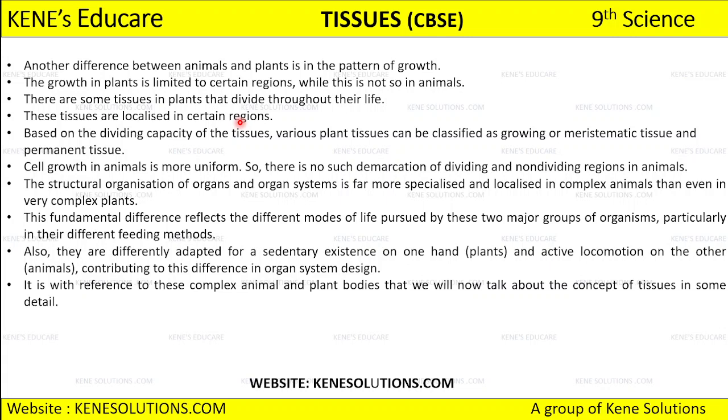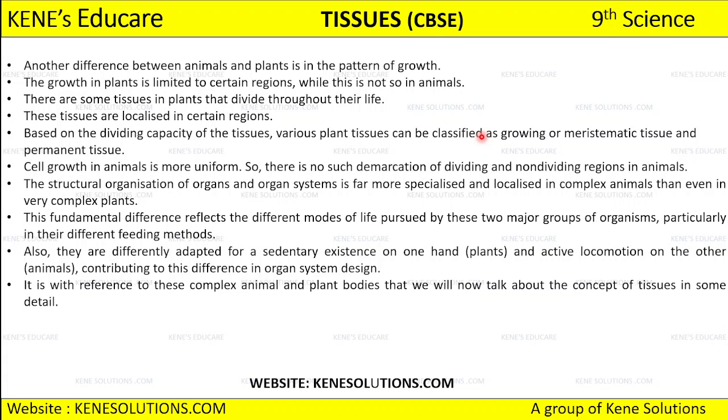They are going to be localized in a certain region, and based on the dividing capacity the tissue has, because each and everything around us has some or the other kind of capacity, right? So based on the dividing capacity the tissue has, we can classify various plant tissues as meristematic tissue and permanent tissue. I have already introduced you to this, that we have two different types of plant tissue. One is meristematic tissue, one is permanent tissue. Meristematic tissue is also called the growing tissue. Okay, so plant tissue is divided into meristematic tissue and permanent tissue.